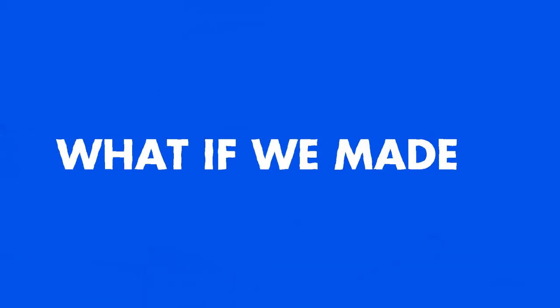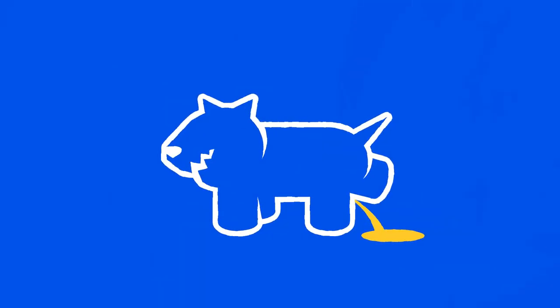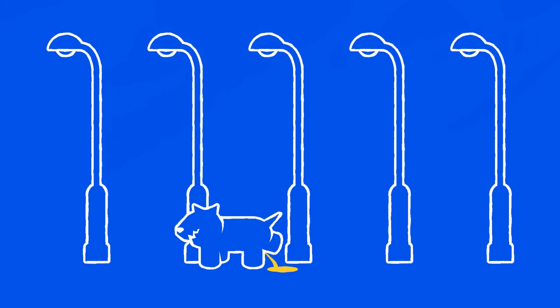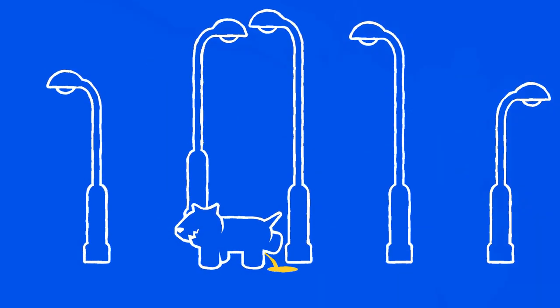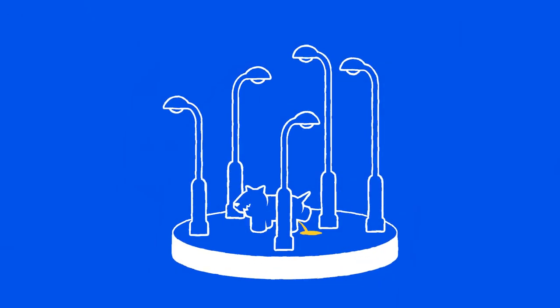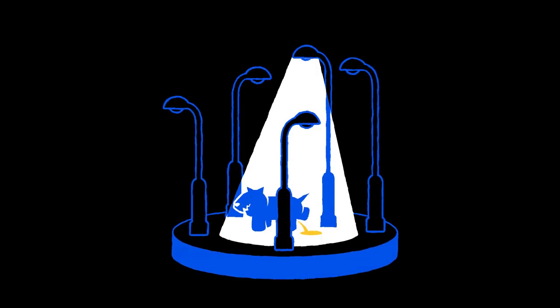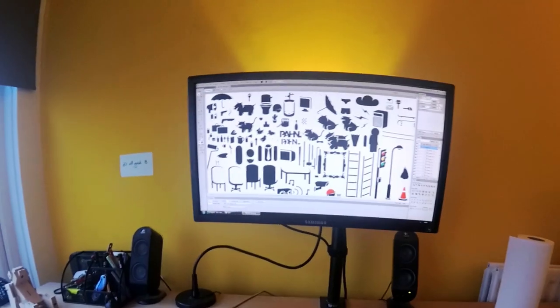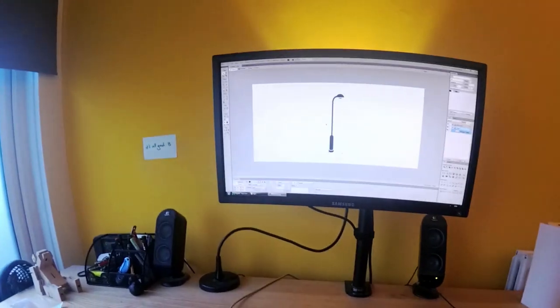What if we made a dog who's peeing against a lamppost? And there's a lot of lampposts, but they're different heights, face different directions, and it's all made of wood. Oh, one of the lampposts lights up. So let's begin. Grab a lamppost from the library, and a dog.